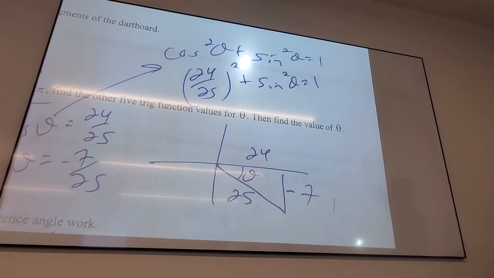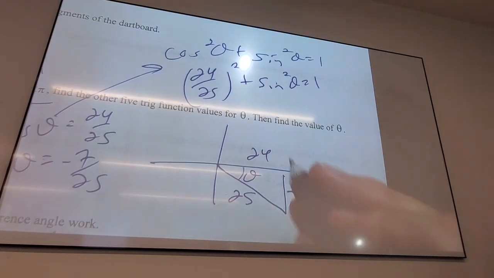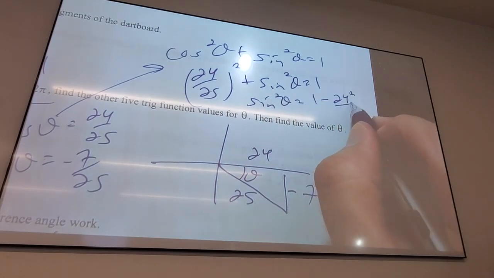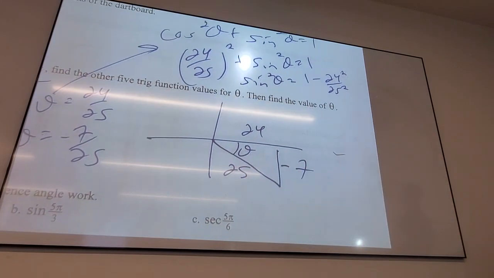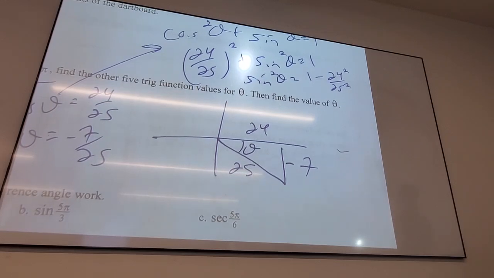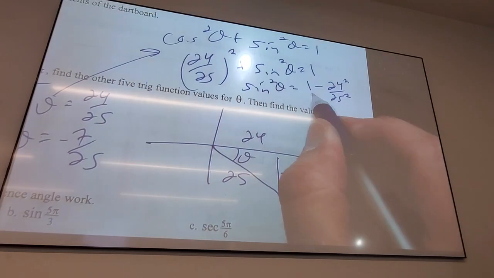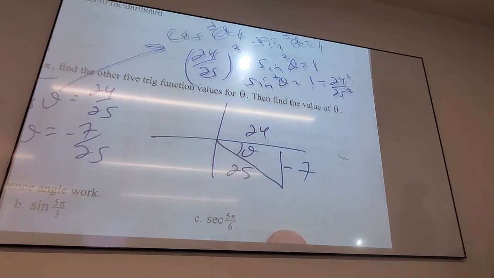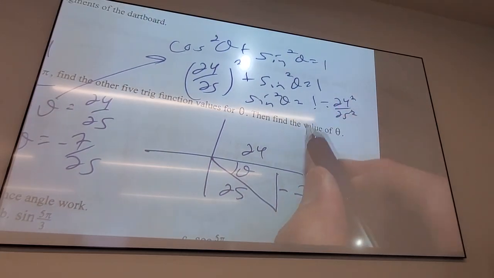So you could solve that to get sine. This would be sine squared theta equals 1 minus 24 squared over 25 squared. That looks exciting, doesn't it? You could do it this way. 25 squared minus 24 squared is 7 squared, and so on. You eventually get here.